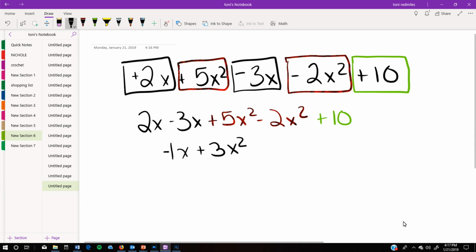Remember, since we're adding and subtracting, we have to put the signs on every term. Even this first one if we like, but remember, if it's positive, we can leave it off. The 10 is not like with anything, so it just drops down.